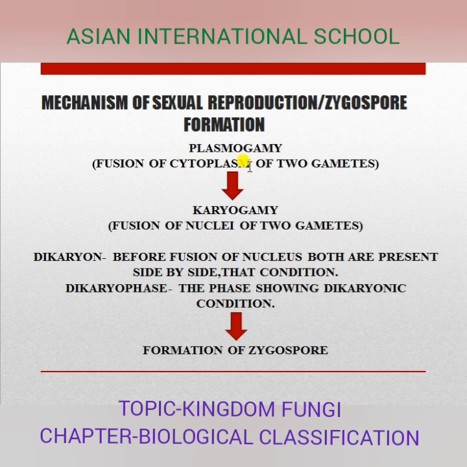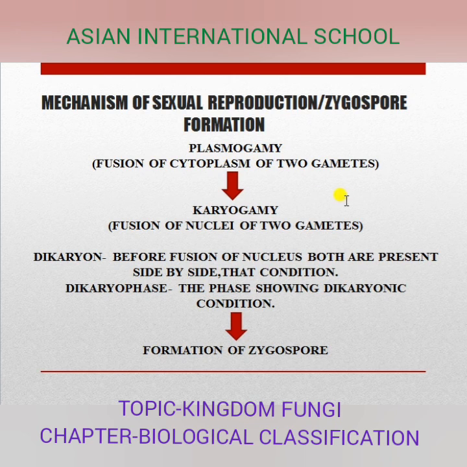So plasmogamy means the fusion of the cytoplasm of two different cells, or rather two different gametes. It is known as plasmogamy. So here, during the zygospore formation, the cytoplasms of the two gametes are fusing with each other, that is plasmogamy.